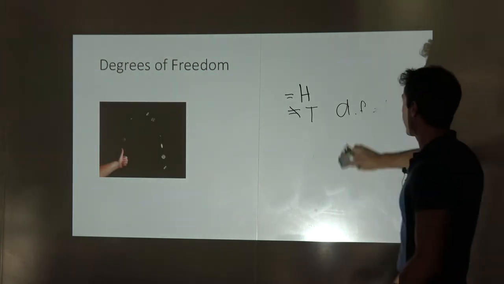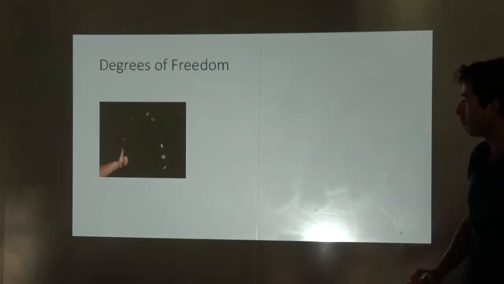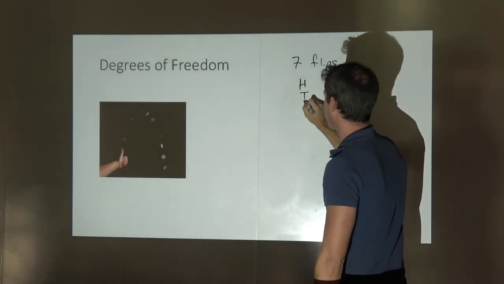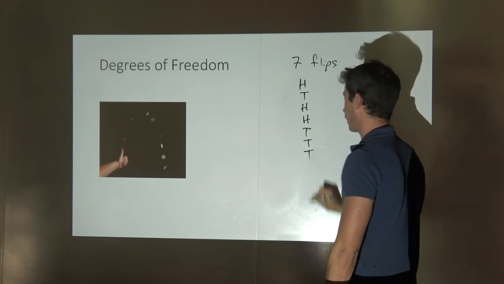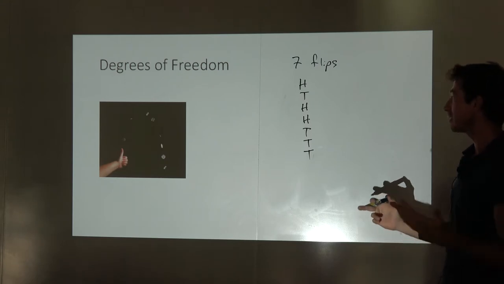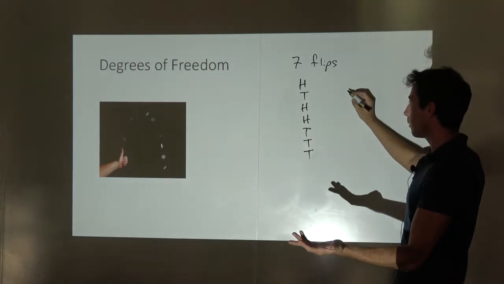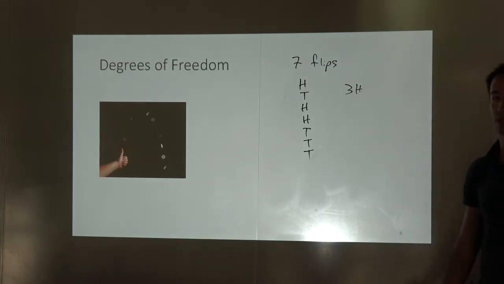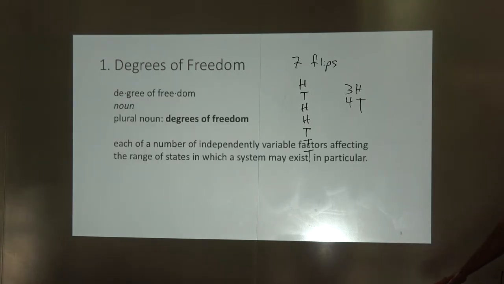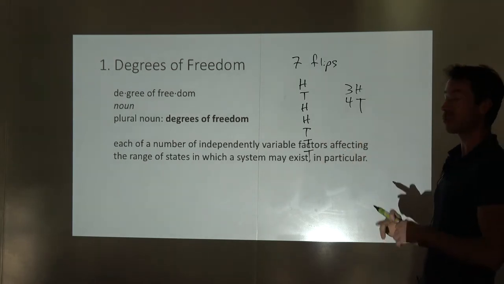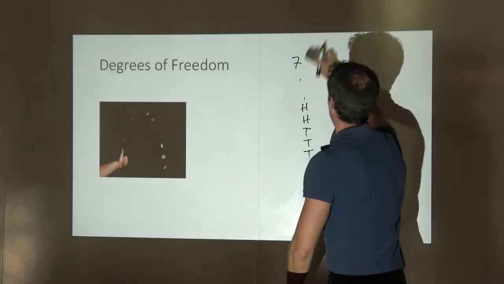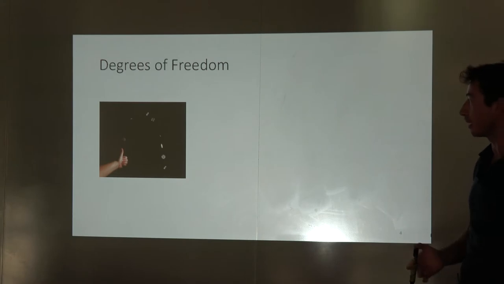You could kind of expand this. What if you did seven flips, right? H, T, H, H, T, T, T. What's the degrees of freedom there? It's still one. It's still one because if I ask you how many tails did you get, you could say, well, I got three heads. And then by definition, we know that there's four tails, right? What are the independently variable factors affecting the range of states in which the system exists? There's still only one factor, head or tails, right? Okay? So if we did 100 coin flips, it would still be 1 degree of freedom.